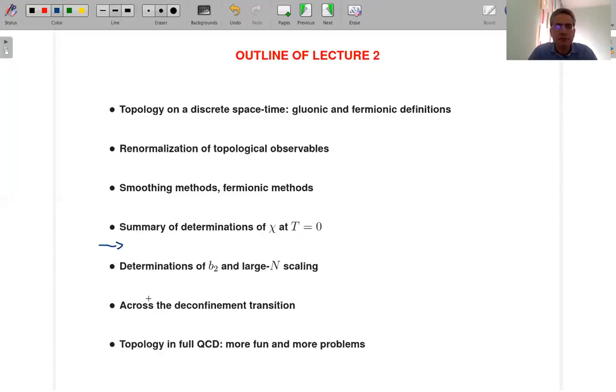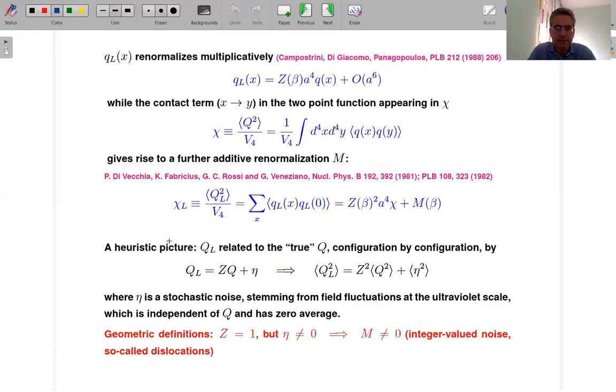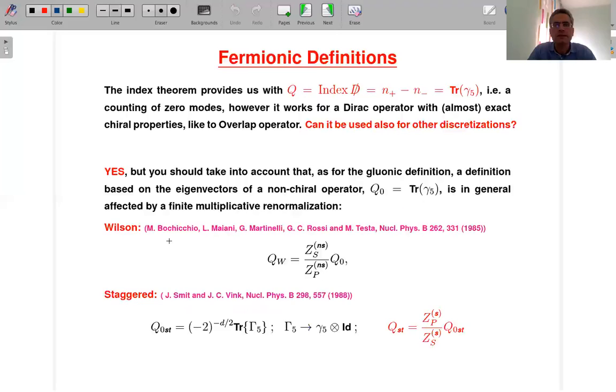Then I will show you how the theta dependence changes as we cross the confinement, deconfinement transition in pure gauge theories. And then we will go to results regarding full QCD, so QCD with dynamical quarks, where there is in some sense more fun because it is phenomenologically more relevant, but there are also more problems, as we will see, both from an algorithmic point of view and also from the point of view of the approach to the continuum limit.